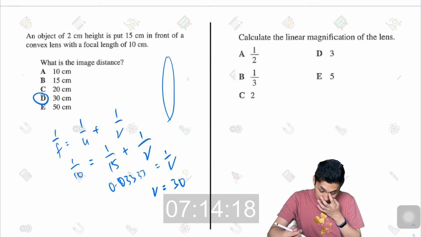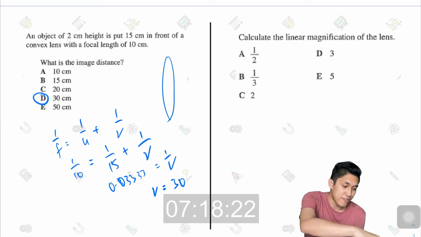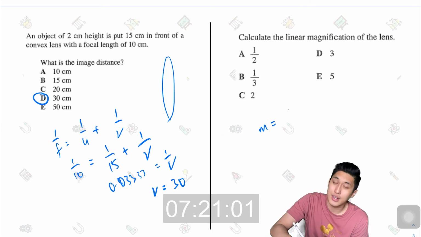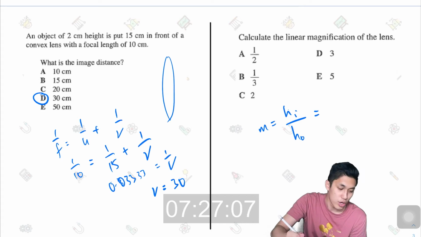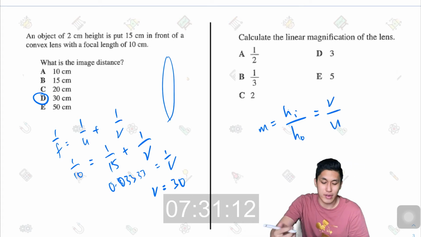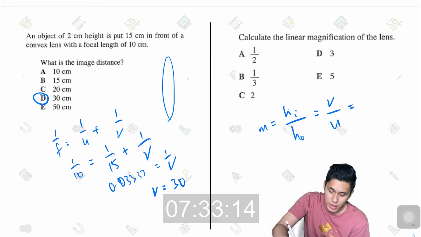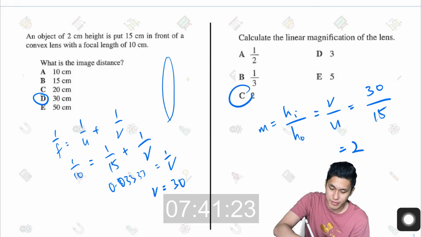Next, calculate the linear magnification of the lens. Magnification can be either the image height divided by the object height, hi over ho, or it can be v divided by u, which is the image distance divided by the object distance. So I will use the second one, which is 30 divided by 15. So I get a magnification of 2 times.